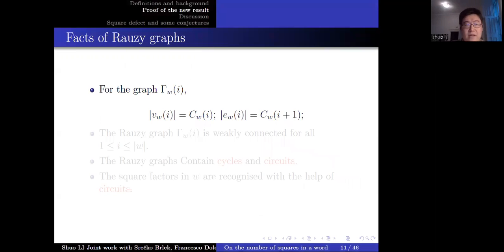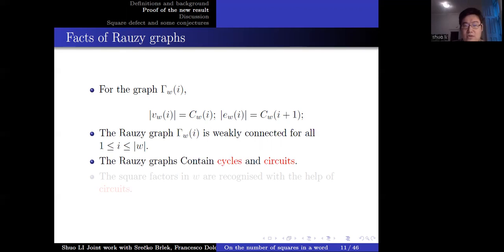Once we have defined our Rauzy graph, we can study some properties of these graphs. In fact, first of all, for the graph gamma I, the number of vertices on this graph is exactly C_I, and the number of edges on this graph is exactly C_I+1. Besides this, we can see that all the Rauzy graphs of the word W are weakly connected, and the Rauzy graphs contain some cycles and sequences, where the square factors in W can be recognized with the help of sequences.